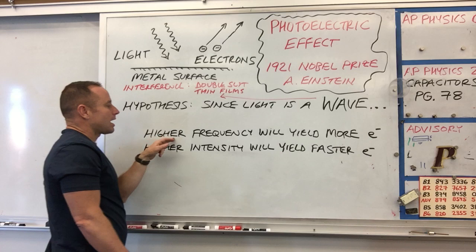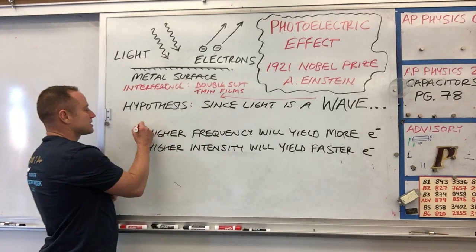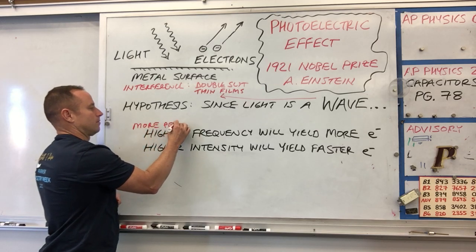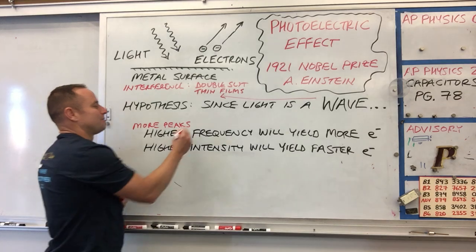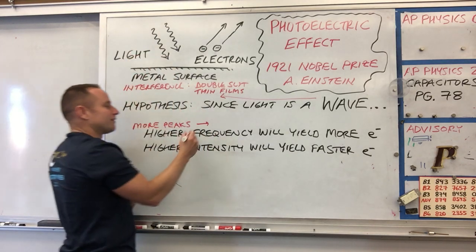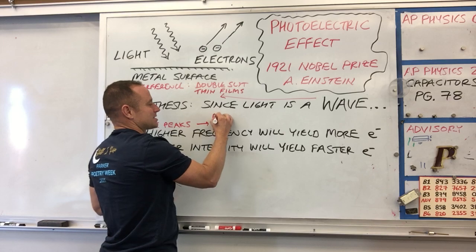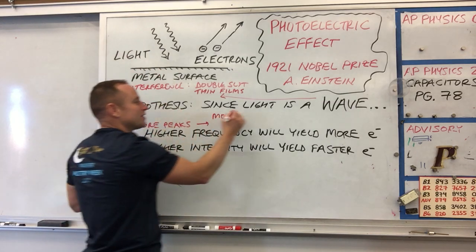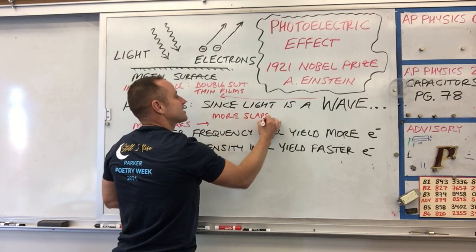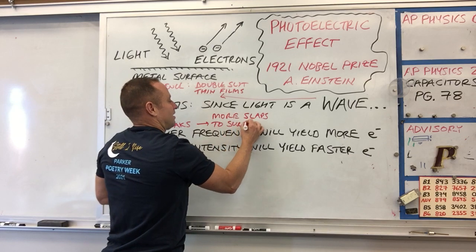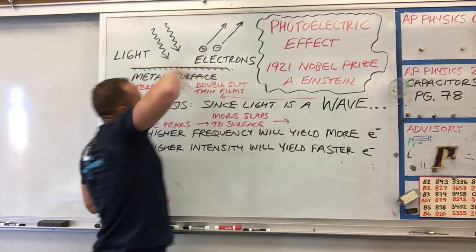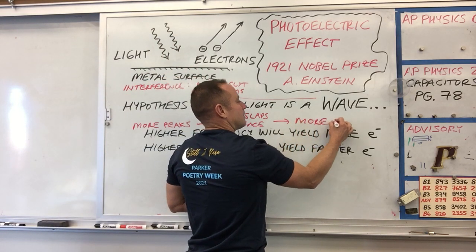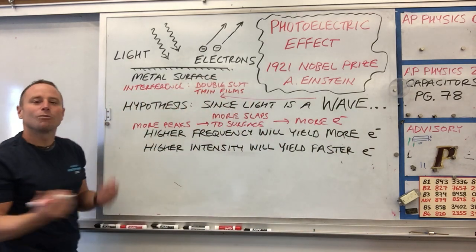And so the idea here is, well, higher frequency basically means more peaks per second. And so those peaks would come down and hit the surface. As silly as it sounds, I'm going to say more slaps to the surface. Like each peak comes down and bam, you hit the surface. So more slaps to the surface. And then the idea was, well, okay, you're slapping the surface more often, so you're just going to slap off more electrons. So more electrons. That's an understanding in a wave picture.